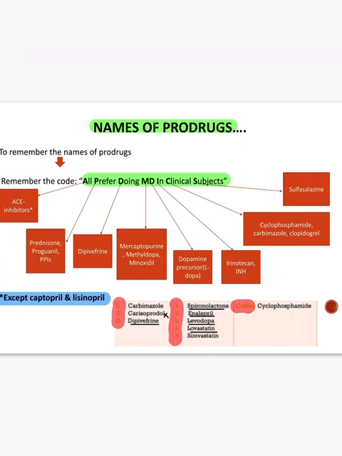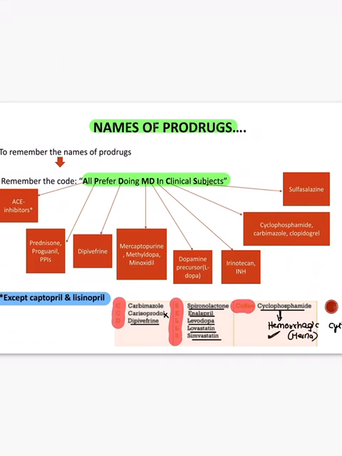Then you have lovastatin, that is an HMG CoA reductase inhibitor. Then S, that is simvastatin. Then coffee means cyclophosphamide. Okay, so these are other drugs. And cyclophosphamide, what is the most important side effect, if you can recall, guys? That is hemorrhagic cystitis, and the treatment is mesna. So this is one of the most important and frequently asked questions.